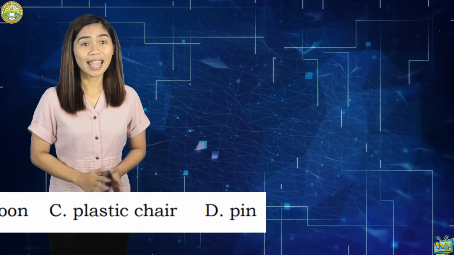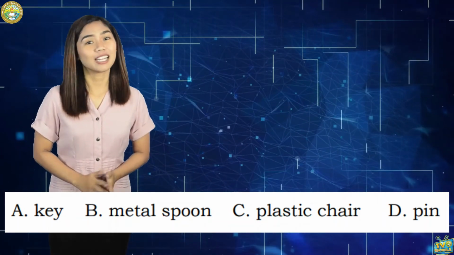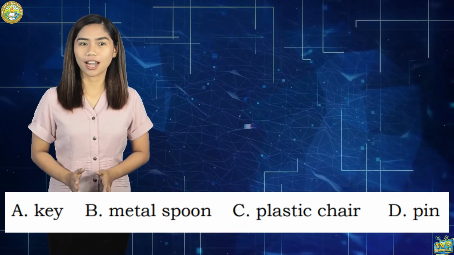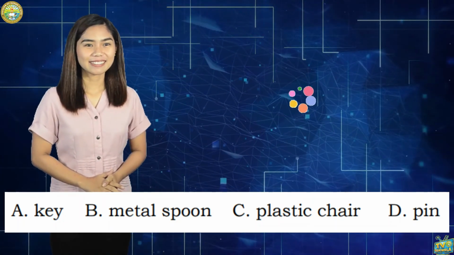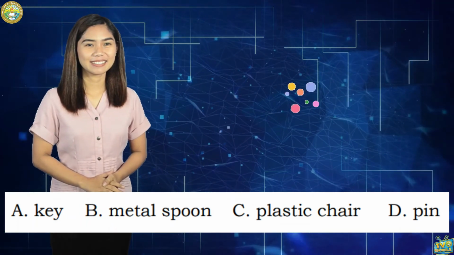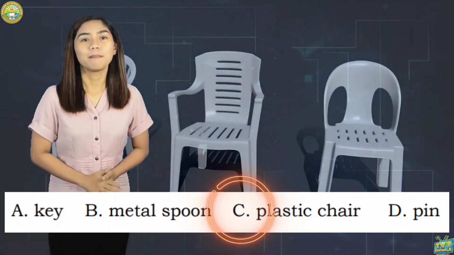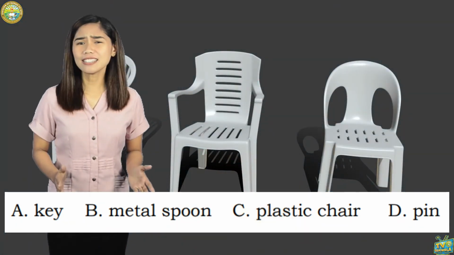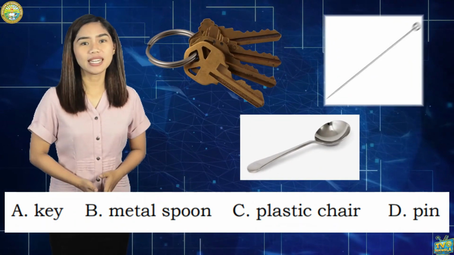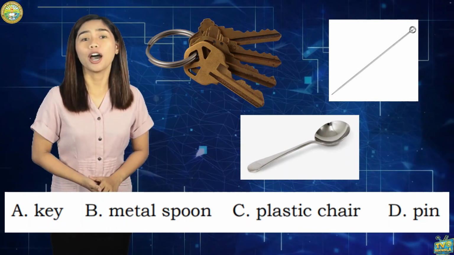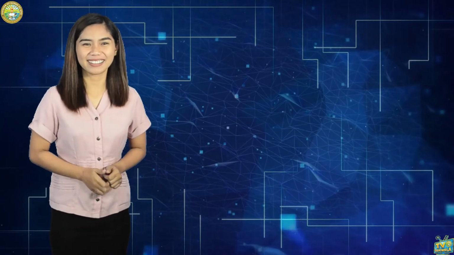Example: A. Key. Letter B. Metal spoon. Letter C. Plastic chair. And letter D. Pin. The correct answer is letter C, because plastic chair is an insulator while key, metal spoon, and pin are good conductors of heat and electricity. Did you get it? Let's start.